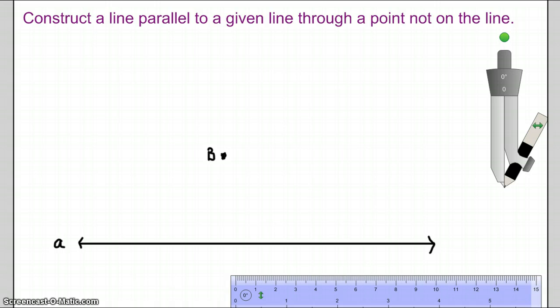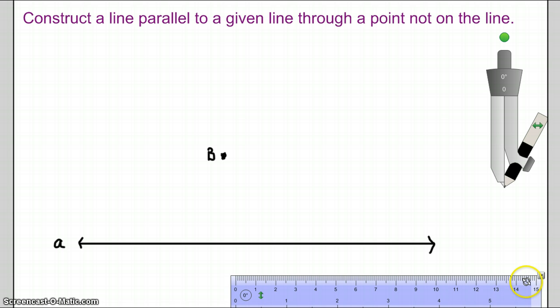So essentially what we want to do if we have line A and point B is create a line that goes through point B that looks parallel to A. So this is what you would be given on a question. Okay, and we saw sometimes in class it's more complicated within a triangle.